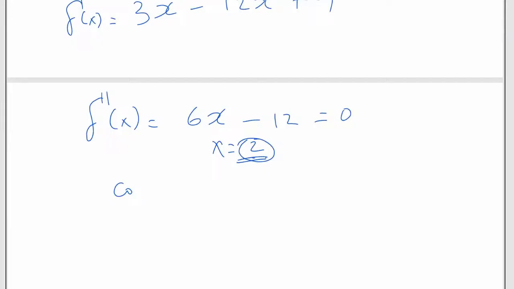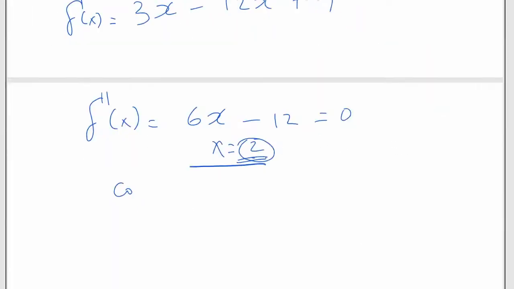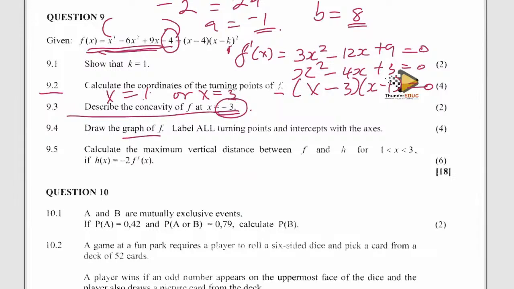But now the question gave us a point of negative 3. So meaning negative 3 is on the left, it's less than 2. So the concavity is concave downwards. It's concave down. And that's what the question wanted. Then draw the graph, label all the turning points and all of that.